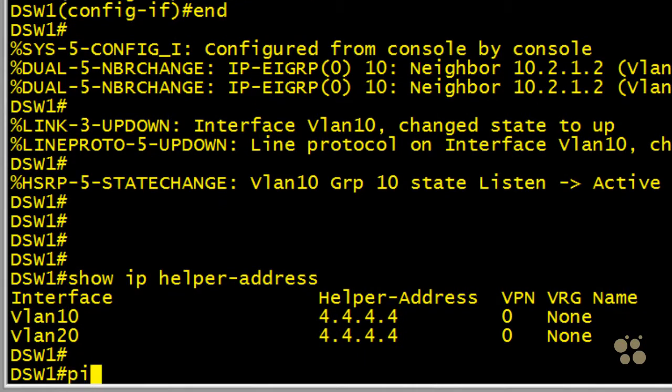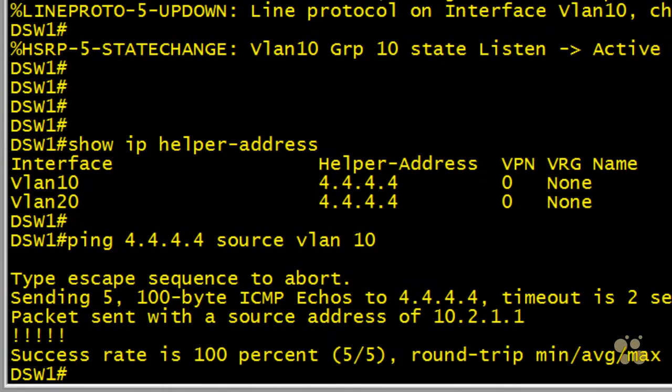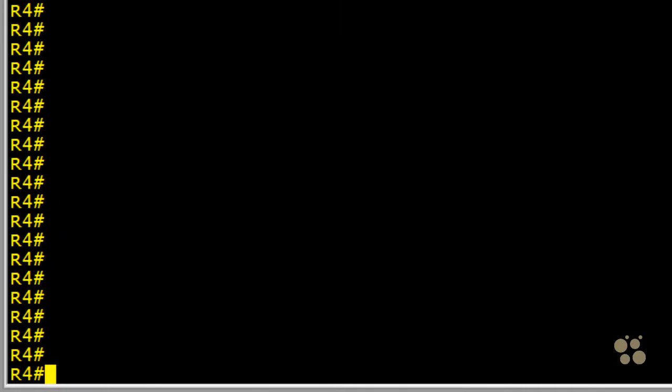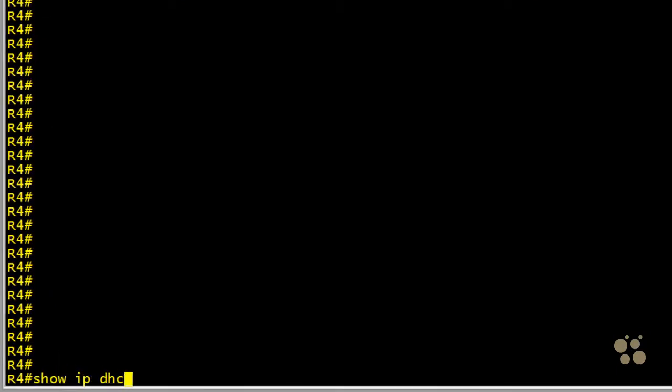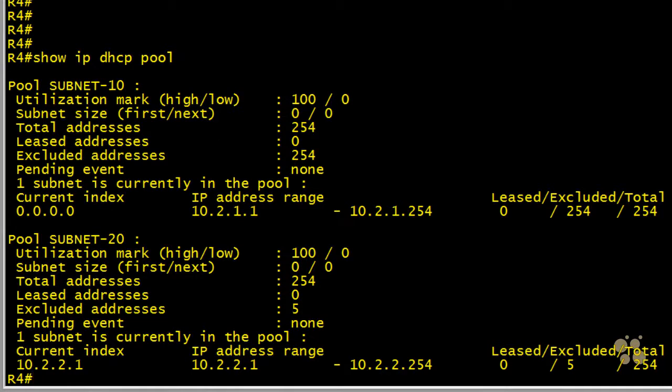So let's do a ping of 4.4.4.4. We'll also source it from our VLAN 10 interface. That'll help guarantee that R4 has reachability back to that VLAN 10 subnet. And it does. So reachability isn't the issue between the IP helper and the DHCP server. So next, let's go take a look at the DHCP server, which is R4. And on R4, let's issue the command show ip dhcp pool. Okay, so there's two pools configured.